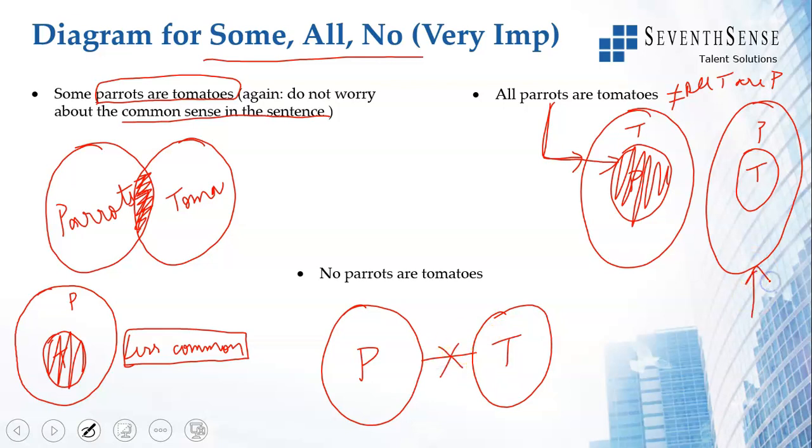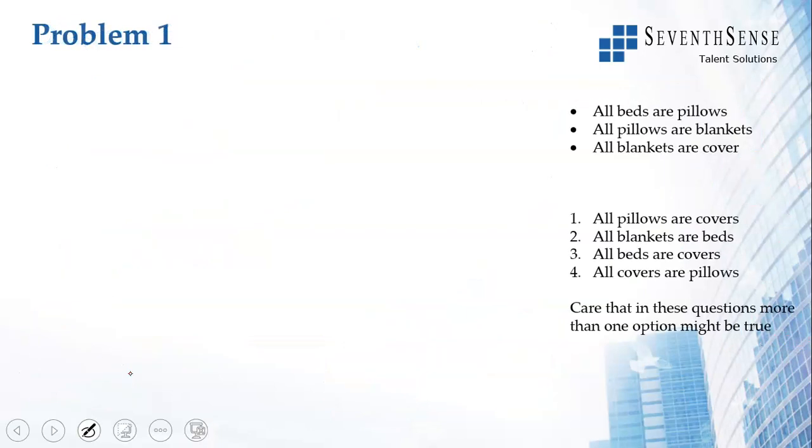Don't get confused: this is all tomatoes are parrots. These two are not equal. This is all parrots are tomatoes. This is all tomatoes are parrots. Okay, three key drawings. Some, which is this; all, which is this; no, which is here. This is also a less common way of drawing it. I will show in a few questions how these drawings are also valid and how they will give you the same correct answer. Let us look at a few very basic problems.